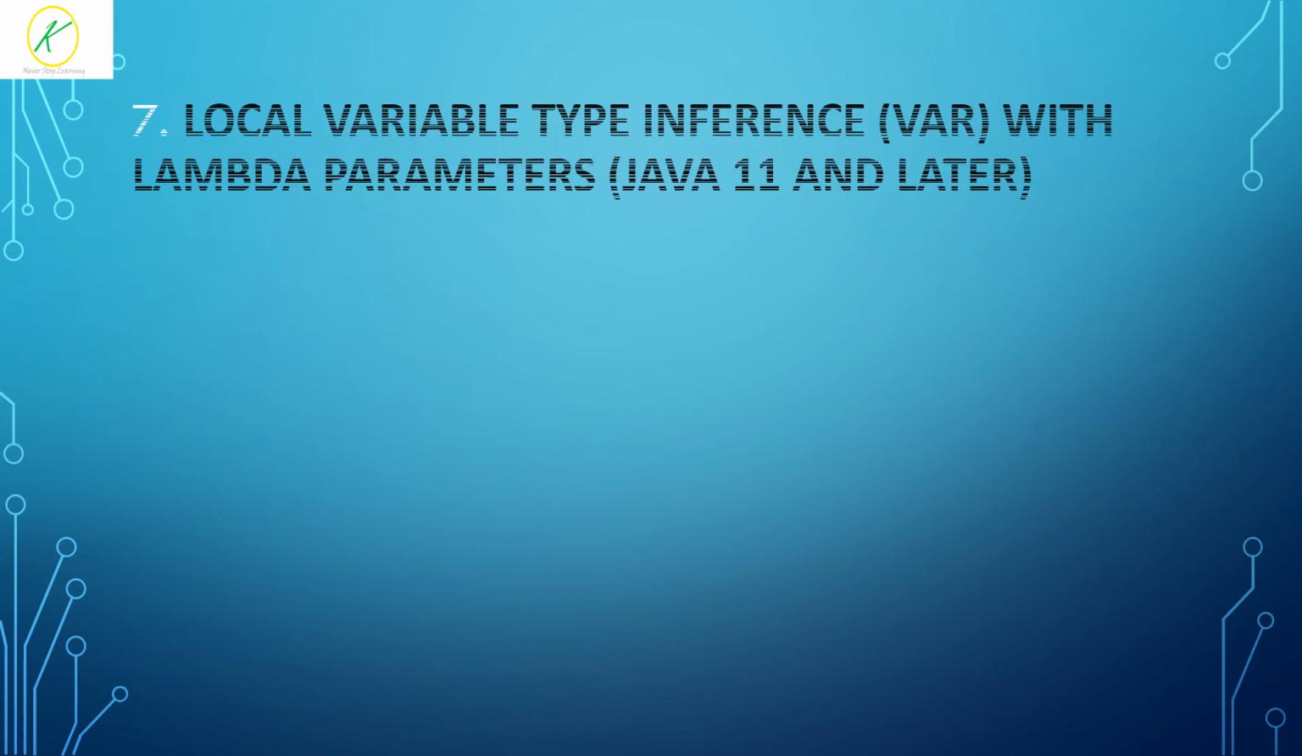In Java 11 and later, the local variable type inference feature introduced with the var keyword has been extended to lambda expressions. This means that you can use var to declare the parameters of a lambda expression when the type can be inferred from the context. This enhancement aims to improve code flexibility, conciseness, and readability, especially in situations where the type information is obvious.